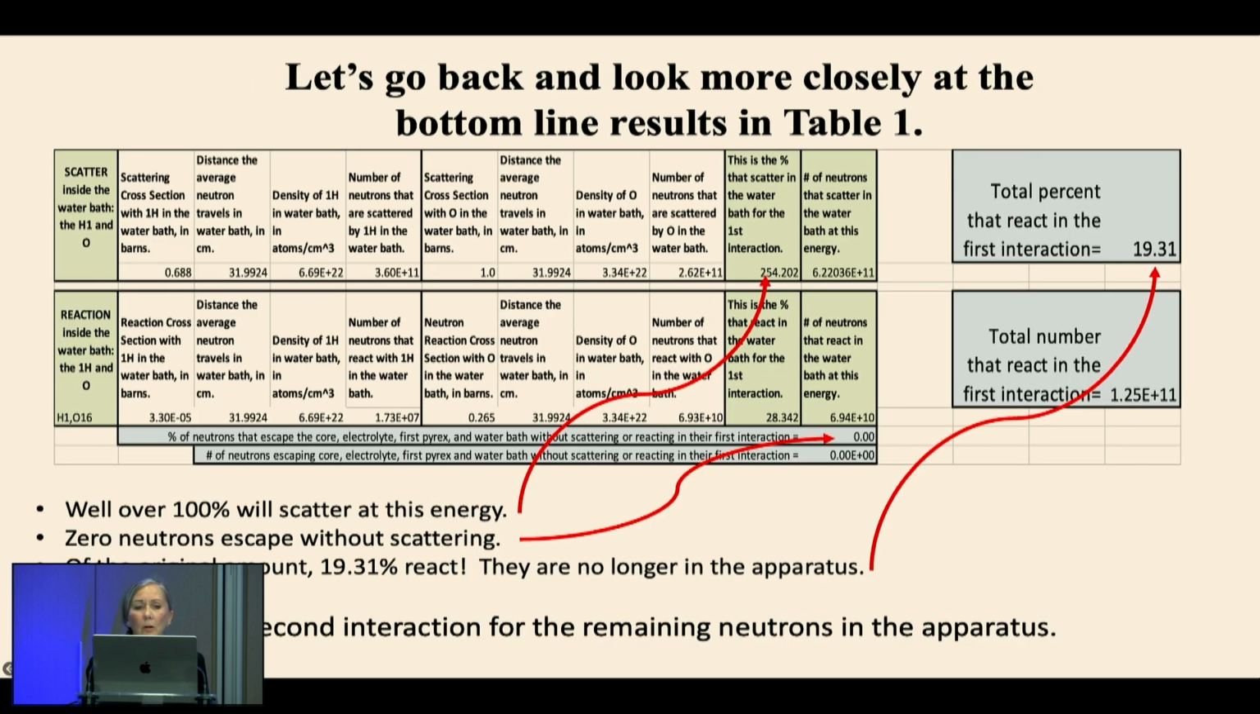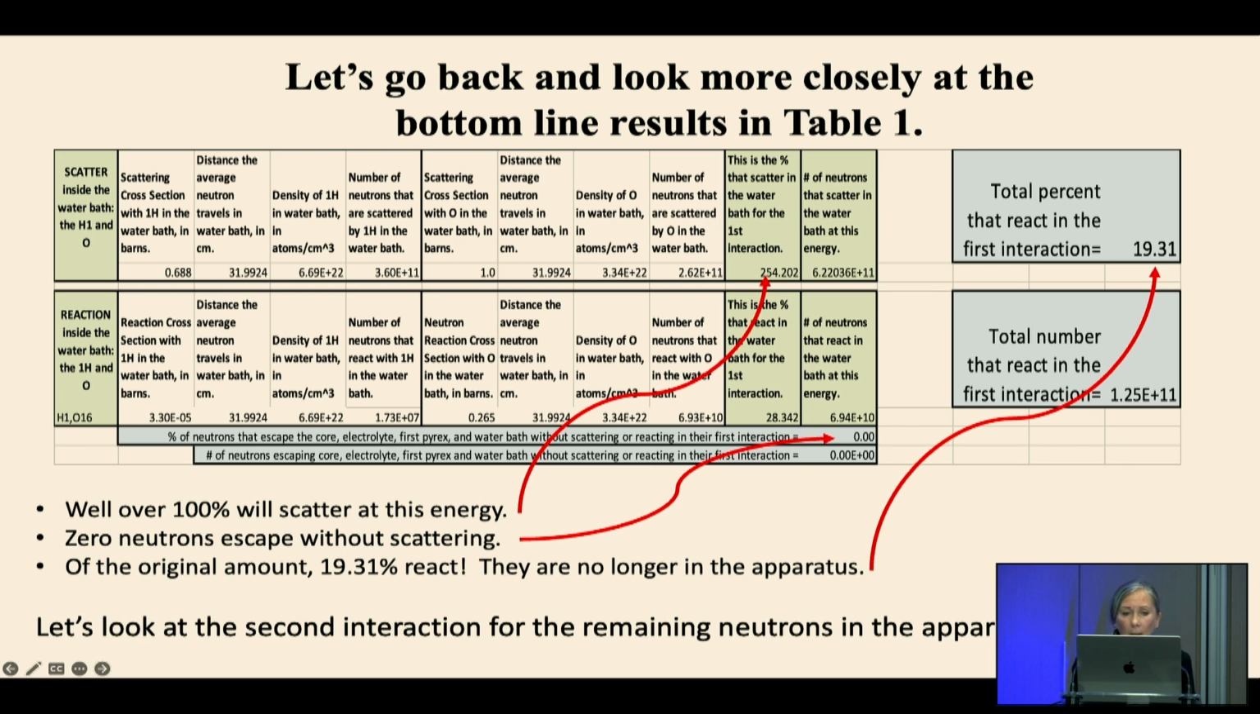Let's go back and look more closely at the bottom results in Table 1. Here, you can see this is the percent that scatter in the water bath for the first interaction. It's 254%. Well over 100% will scatter at this energy. What does that mean? It means I could cut the size of that water bath in half, and I would still get over 100% of those neutrons scattering. Let's look at this. 0 neutrons escape without scattering. And here you see of the original amount, I have 19.3 that react. They are no longer in the apparatus.